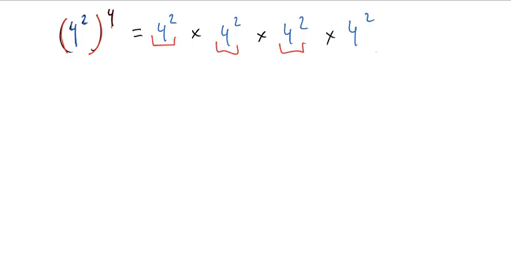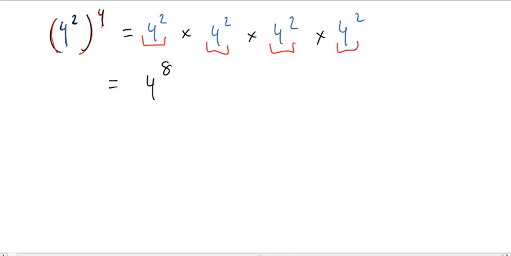And we know, again, that that is equal to 4 to the power of these: 2 fours here, plus another 2 more fours here, that's 4 fours, plus 2 more, 6, plus 2 more, 8. 4 to the power of 8. So we know that that is 4 to the power of 8.